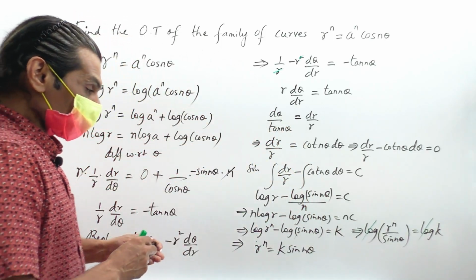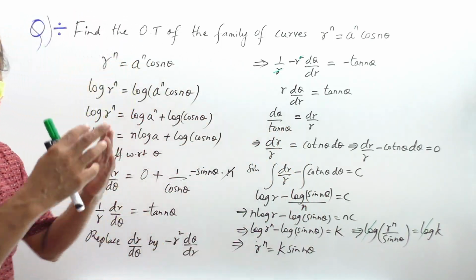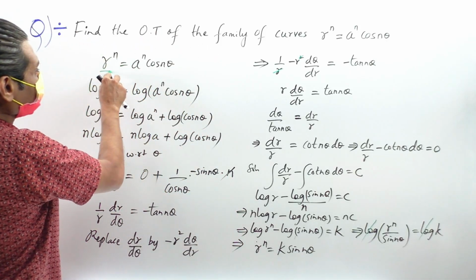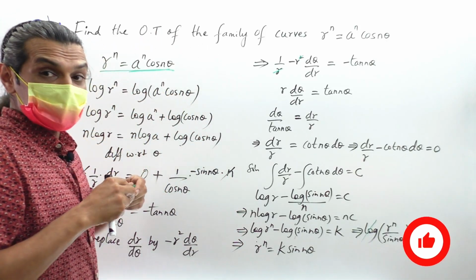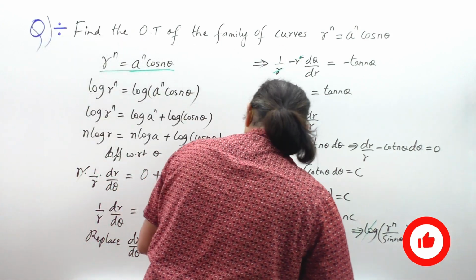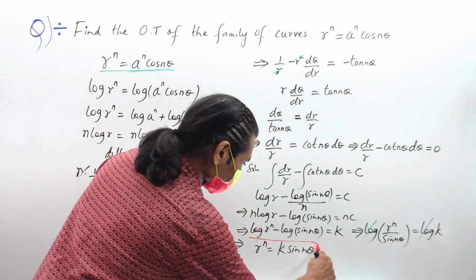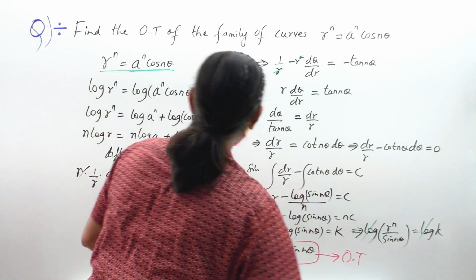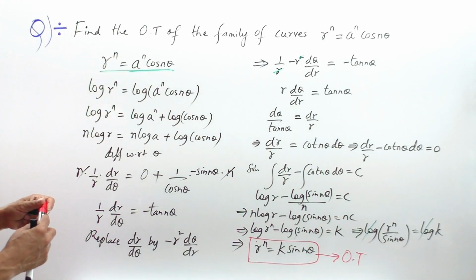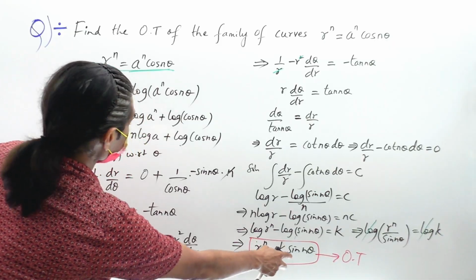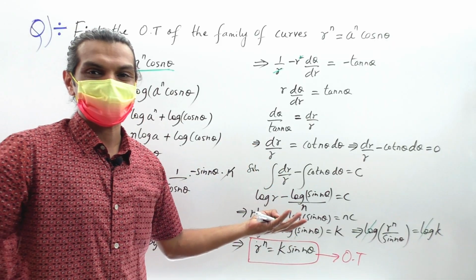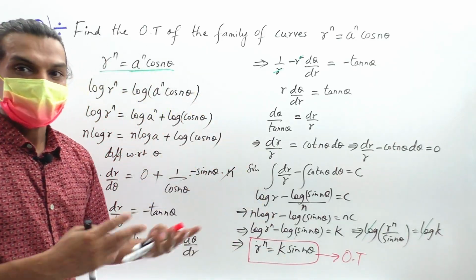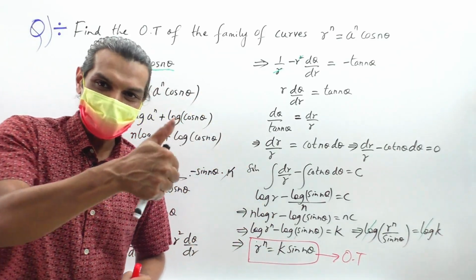That's all. So the meaning of OT is that it's a family of curves. It should resemble the same family. So I have a family of curves here, r to the power n. For that, the orthogonal trajectory, the perpendicular, is the same family. This is the answer. So the orthogonal trajectory for r to the power n equals a to the power n cos n theta is r to the power n equals K into sin n theta. That's it. So it somewhat resembles the question. This is how you need to solve.